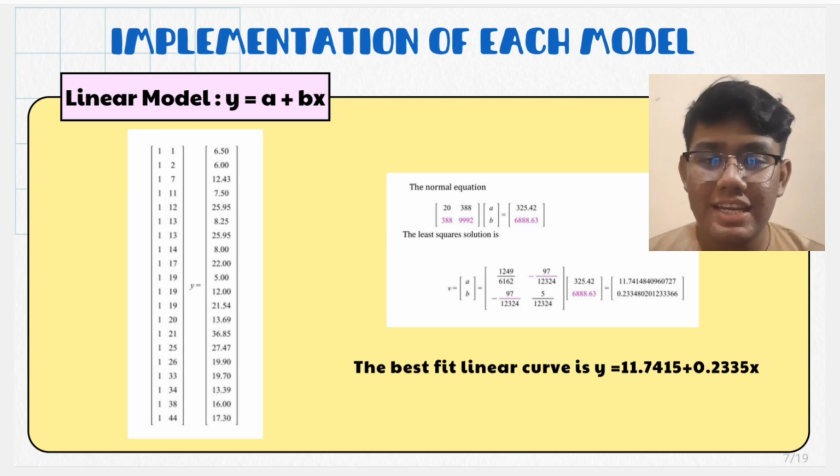We start with linear. As you know, the linear model is y equals a plus bx. As you can see on your left, we have two matrices, matrix M and matrix Y. So how do we find the least square solution? We start with the normal equation first, and then we find the least square solution. Lastly, the best fit linear curve is y equals 11.7415 plus 0.2335x.